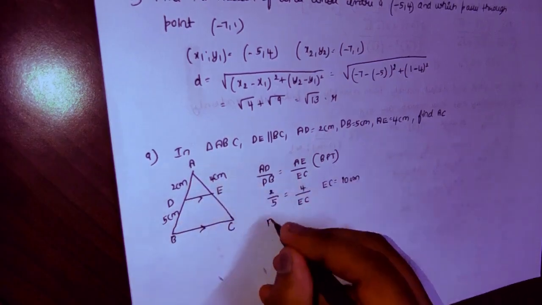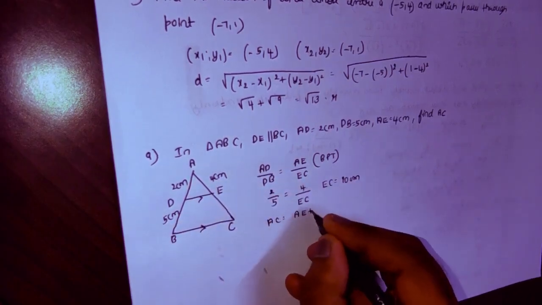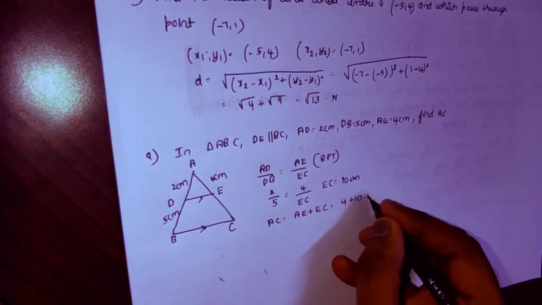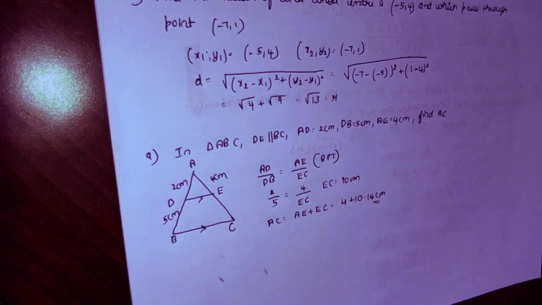We know AC is equal to AE plus EC, that is 4 plus 10, that is 14 cm. The value of AC is 14 cm.